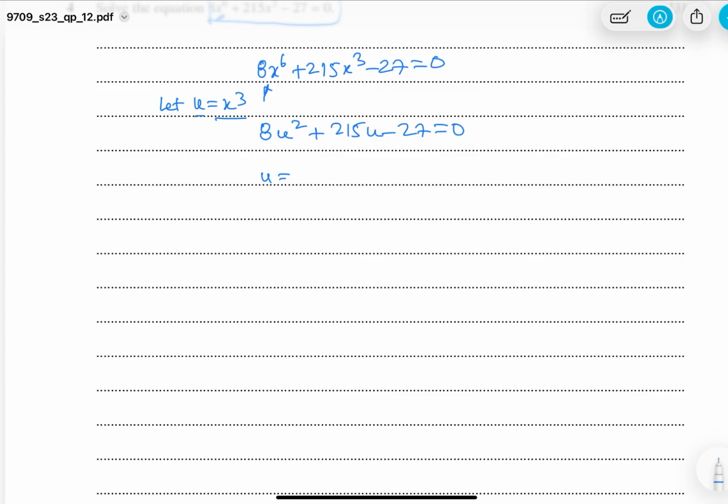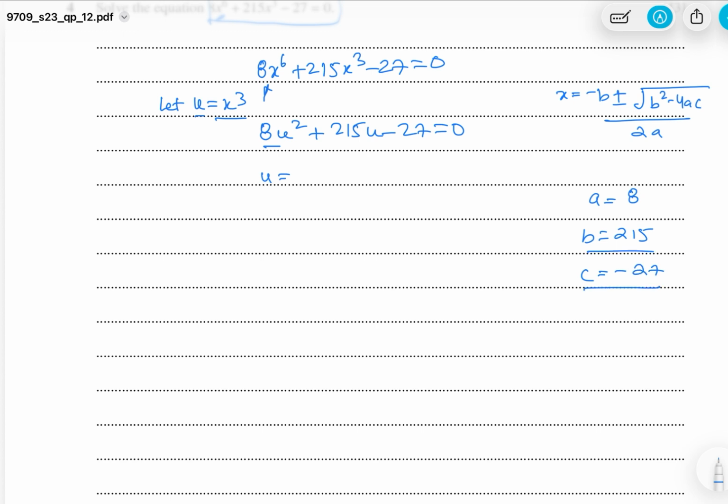Always use the quadratic formula. The quadratic formula is x equals minus b plus or minus the square root of b² − 4ac, divided by 2a. So what is the value of a over here? The value of a is 8. The value of b is 215 and the value of c is negative 27. Yes or no? Very good. So put the values over here. You will have −215 ± the square root of 215². Yes or no? Minus 4 into 8 into −27, upon 2 into 8.